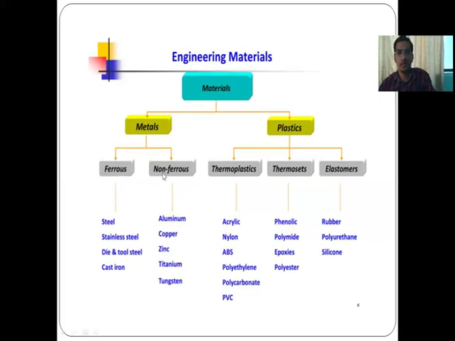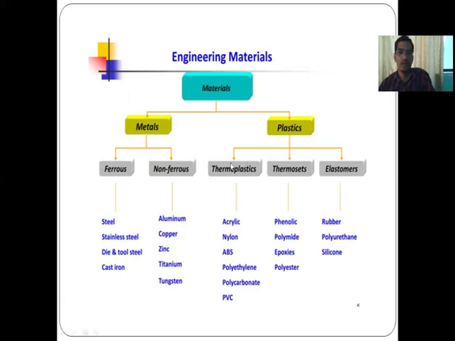Next one is non-ferrous materials or metals. These are the metals where, other than iron, another element acts as a base metal, and alloying elements are also there. Some examples of non-ferrous metals are aluminum, copper, zinc, titanium, and tungsten. These all are called non-ferrous metals.